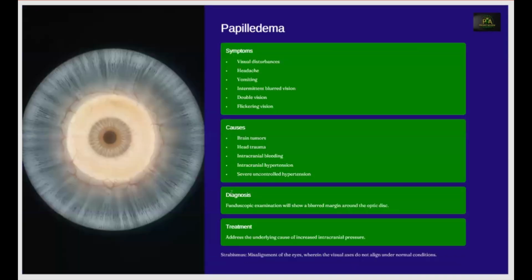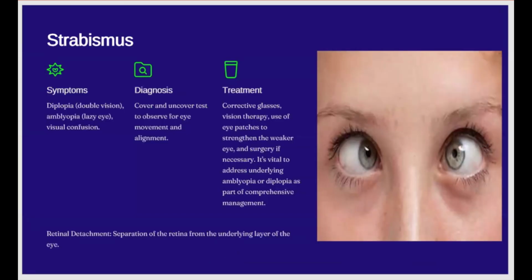We talked about papilledema. We said that with papilledema, you have to rule out brain tumor, intracranial bleeding, intracranial hypertension, and uncontrolled hypertension. So, how do we describe it? It is always swollen, with increased intracranial pressure. Then we have strabismus. It can also cause diplopia.